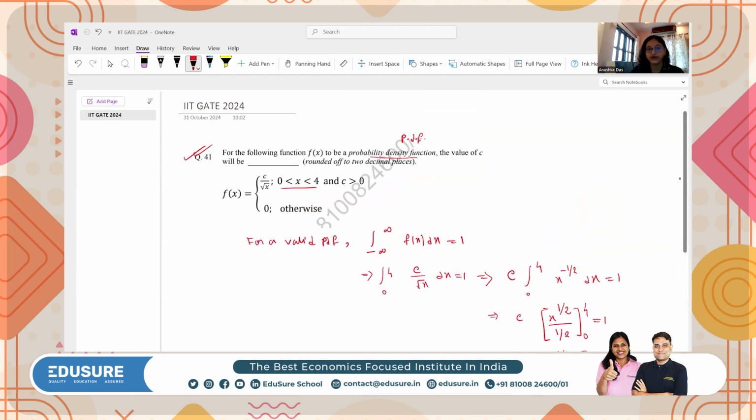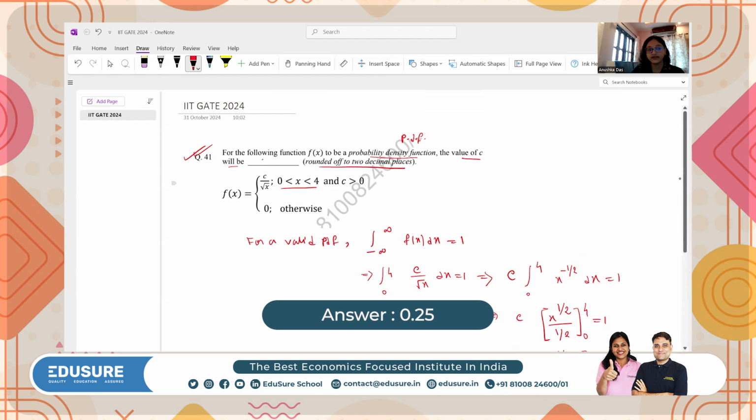So let's get back to the question. It says, find the value of c rounded to 2 decimal places. So the answer will be 0.25. Yeah, that's all.